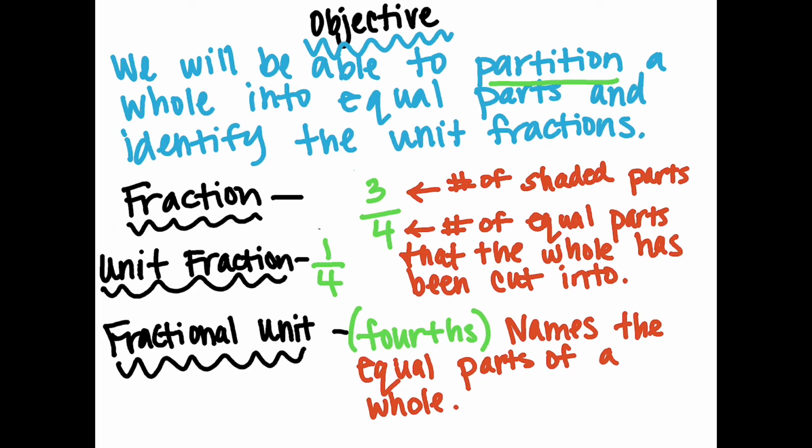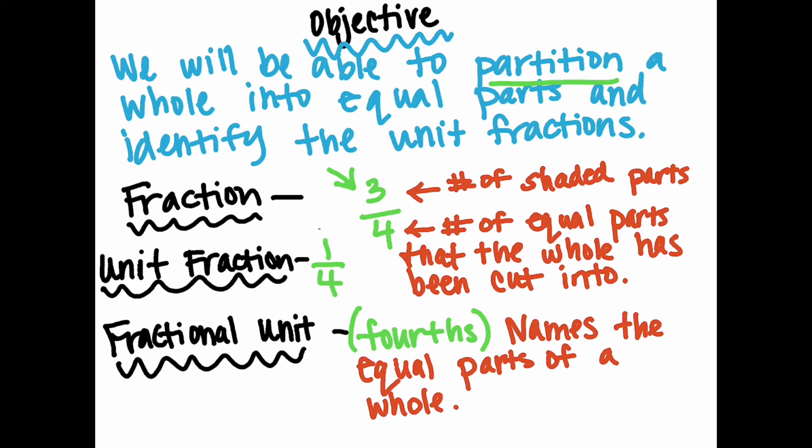The first one I want you to familiarize yourself with is fraction. What does that mean? Well, fraction, like this one right here, 3/4, the top number is the number of shaded parts, or maybe they're parts that were cut out or bitten out, okay? So that is the number of shaded parts. The bottom number is the number of equal parts that the whole has been cut into, okay?